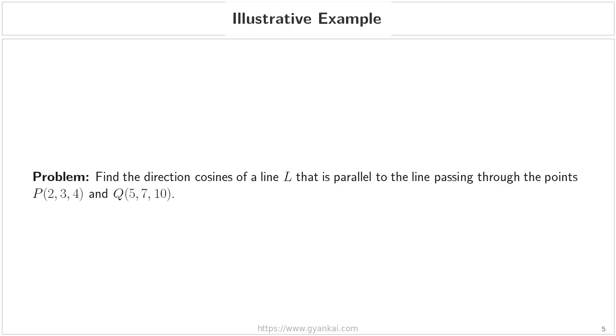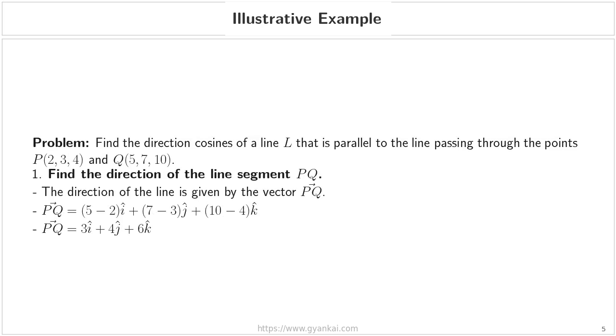Here we are presented with a problem. We need to find the direction cosines of a line. Let's call it line L, which is known to be parallel to another line that passes through the points P, with coordinates 2, 3, 4, and Q, with coordinates 5, 7, 10.